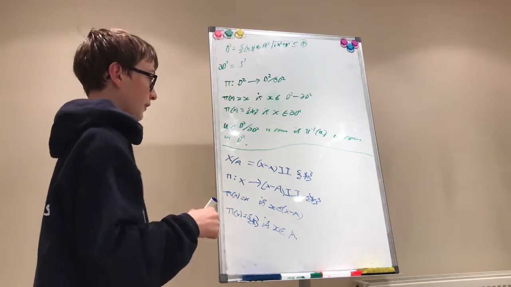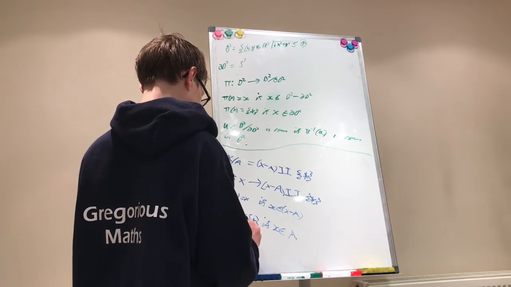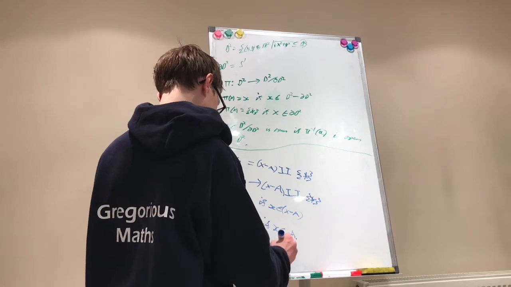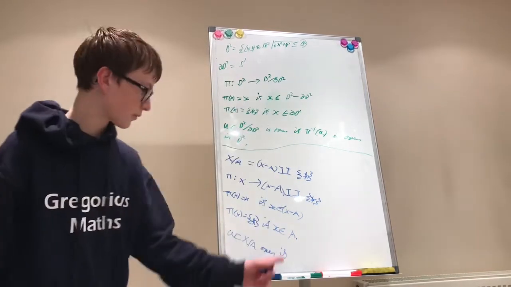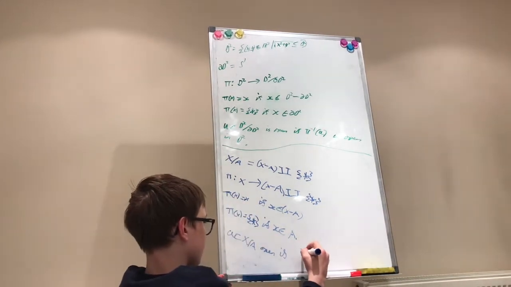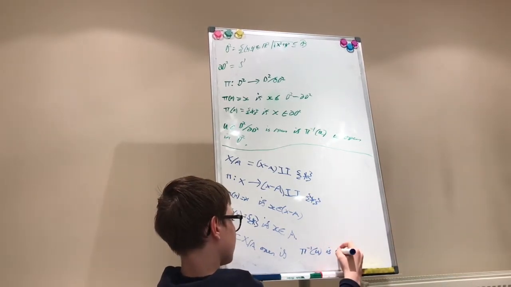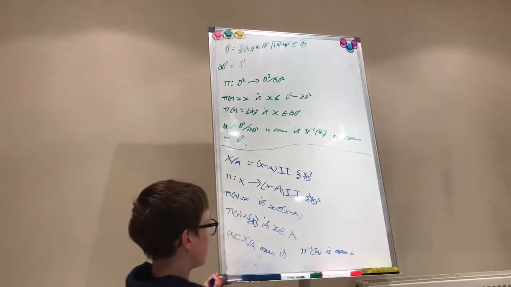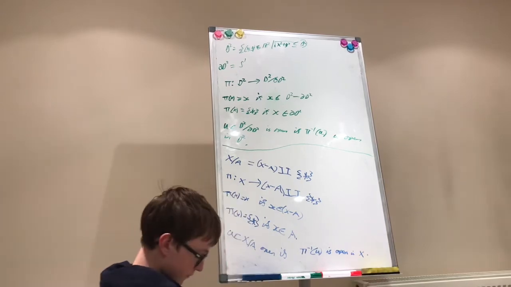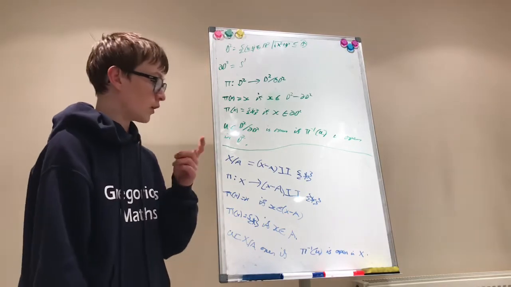And considering the open sets, we have U, a subset of X mod A, is open if, again, the preimage of U under pi is open in X. Okay? So now let's look at an example.